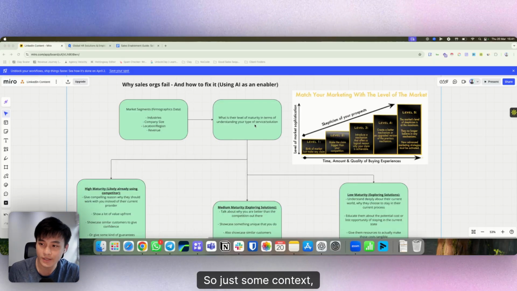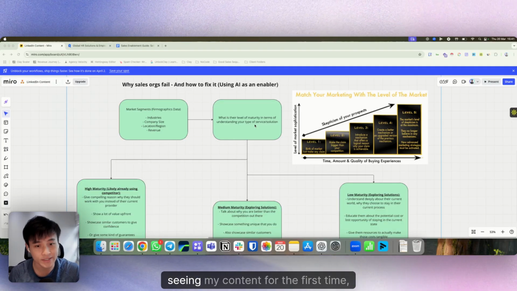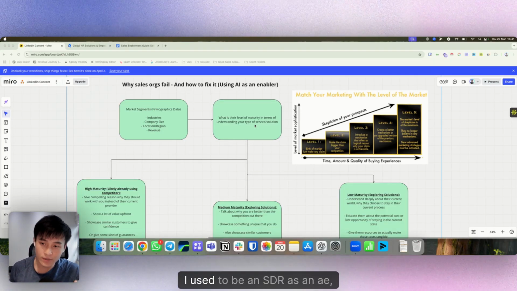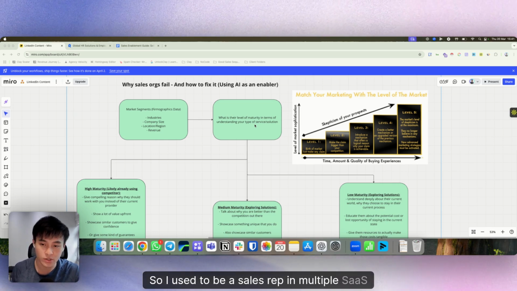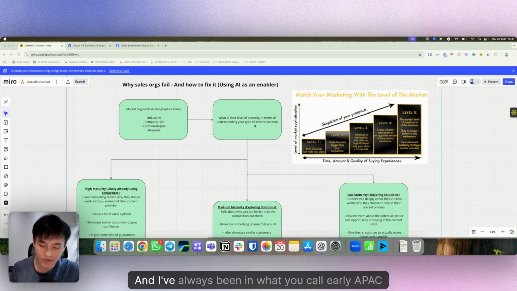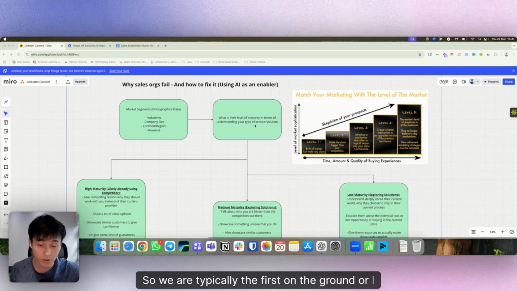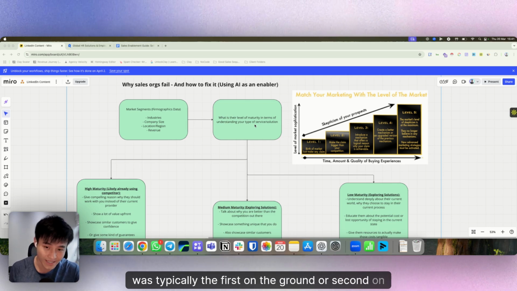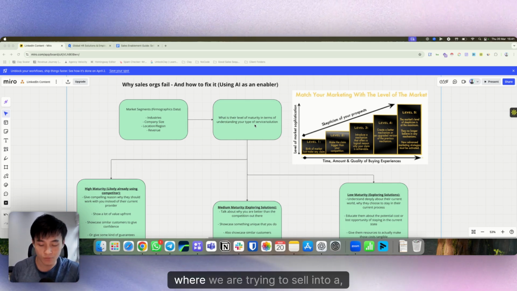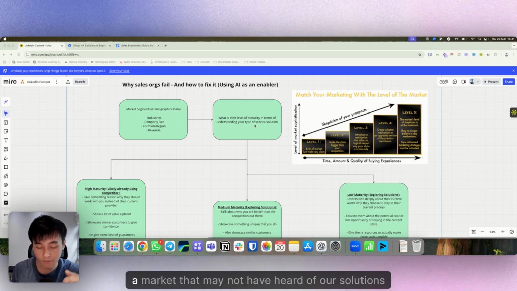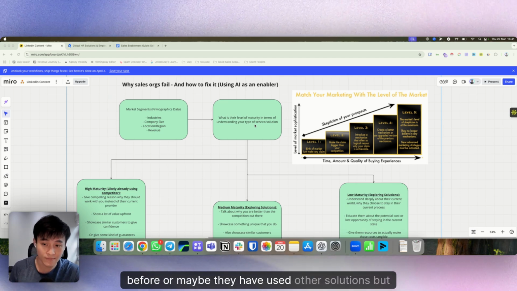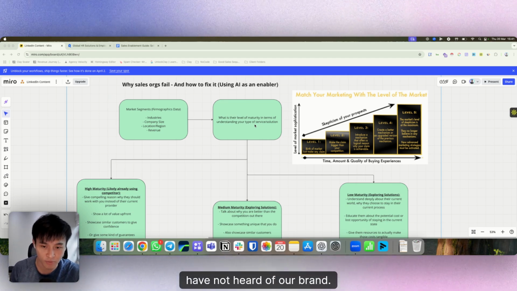So just some context, for those of you who do not know me or you're seeing my content for the first time, I used to be an SDR and an AE, right? So I used to be a sales rep in multiple SaaS companies, and I've always been in what you call early APAC teams or early Southeast Asia teams. So I was typically the first on the ground, or second, or third on the ground, where we are trying to sell into a market that may not have heard of our solutions before, or maybe they have used other solutions but have not heard of our brand.